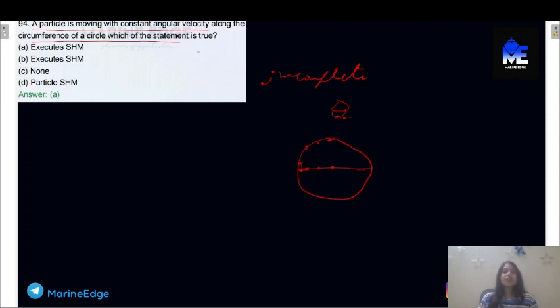So that is what this question is asking. A particle is moving with a constant angular velocity along the circumference of a circle. So the projection along the diameter, that's what the question should be, is executing SHM or not. Okay, so it is executing SHM.